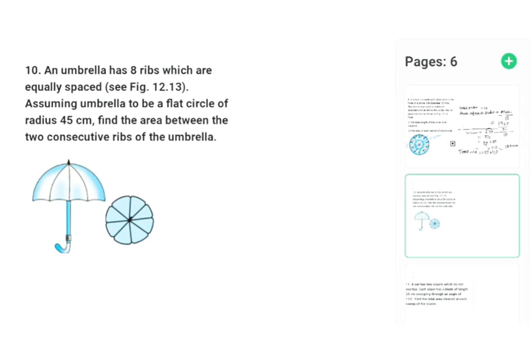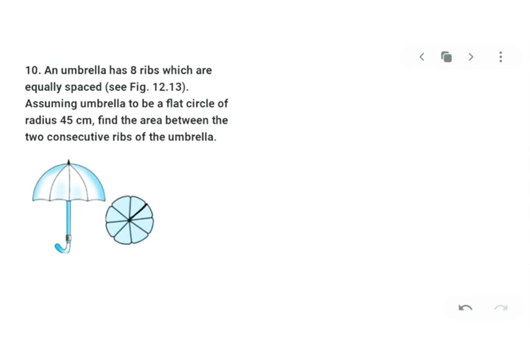Okay, I'll take your next problem which goes something like this. An umbrella has 8 ribs which are equally spaced. Assuming the umbrella to be a flat circle of radius 45, so you have been given that radius is 45 centimeter. Yes, perfect. Find the area between 2 consecutive ribs. That means you have to find the area of each sector.